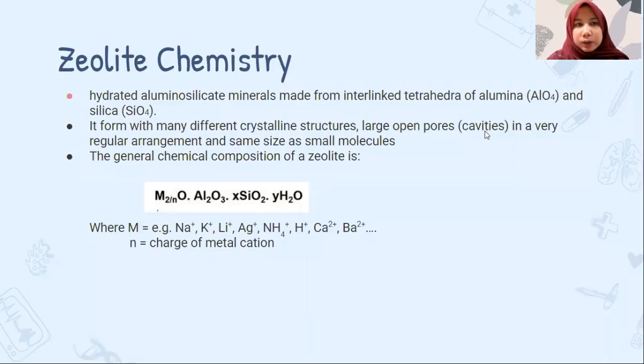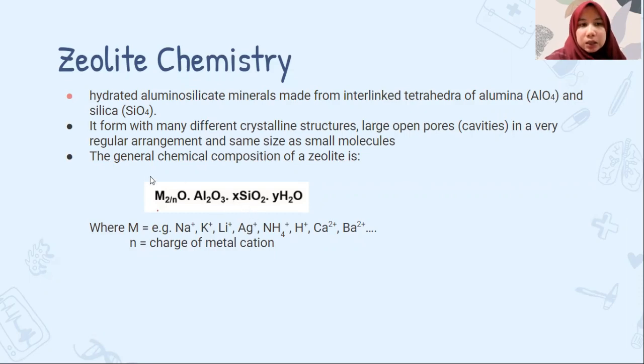Okay, next I will present about the zeolite chemistry. Zeolites are hydrated aluminum silicate minerals made from interlinked tetrahedra of alumina and silica. In simple words, they are solids with a relatively open 3D crystal structure made from the elements aluminium, oxygen, and silicon, with alkali and alkaline earth metals such as sodium, potassium, and magnesium, plus water trapped in the gaps between them. Zeolite can form with many different crystallized structures which have large open pores, sometimes referred to as cavities, and a very regular arrangement and roughly the same size as small molecules.